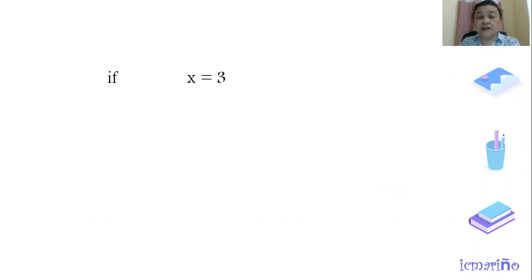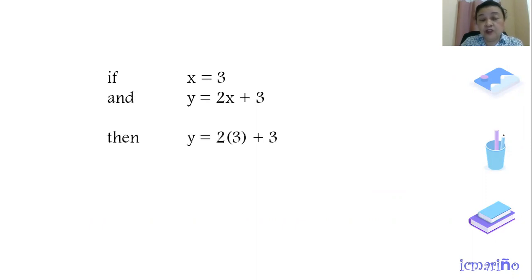If we have x equals 3 and y equals 2x plus 3, and we are going to apply the substitution method, then we can compute for y by substituting the value of x, okay? So that is y equals 2 times 3 plus 3, y equals 6 plus 3, and y equals 9. Okay, so we have solved the value of y by substituting the value of x.